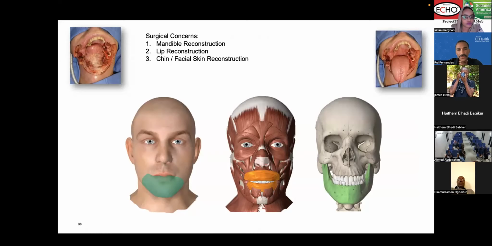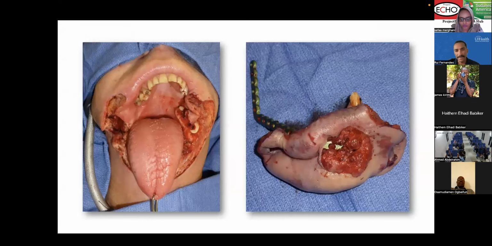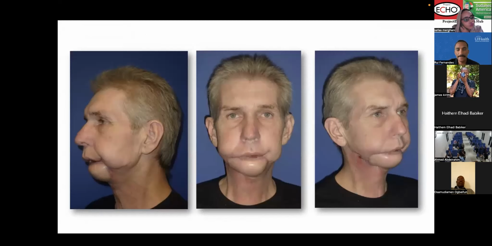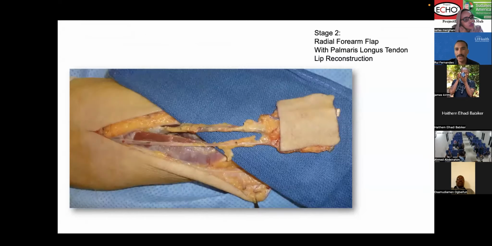So if you do that now, for him, he no longer needs to be radiated because this is salvage and he's already radiated. So we have the luxury of time because we no longer have to be worried about that 6-week interval. So stage 1 is the fibula osteocutaneous flap. I do a skin paddle and the FHL for intraoral floor of mouth reconstruction. This is him a couple of months later. Now everything is stable. I take him back to surgery, and I do a second stage where I do the lip reconstruction with the radial and the palmaris, and then I put this on top. And then this is him now after second stage.